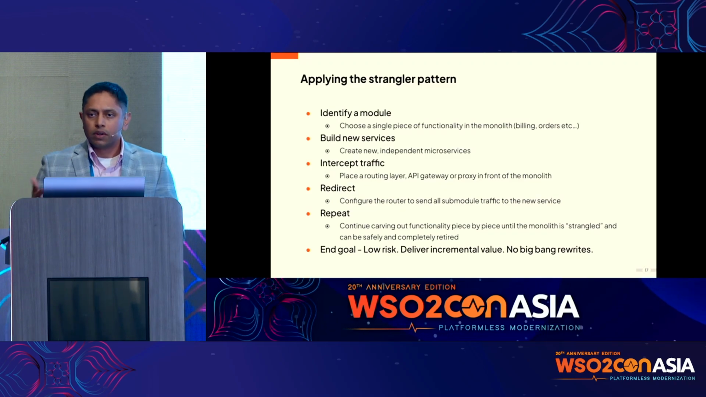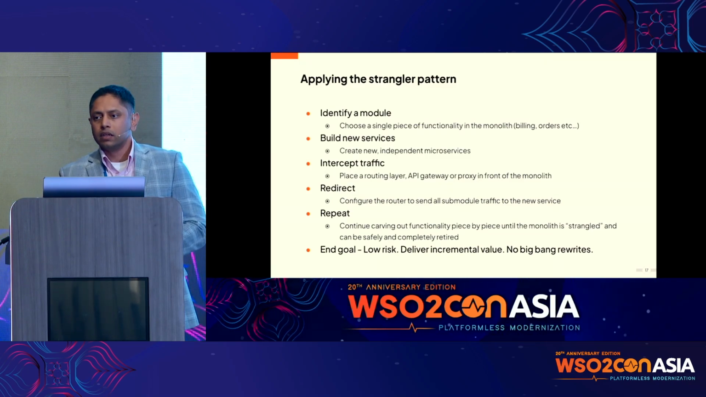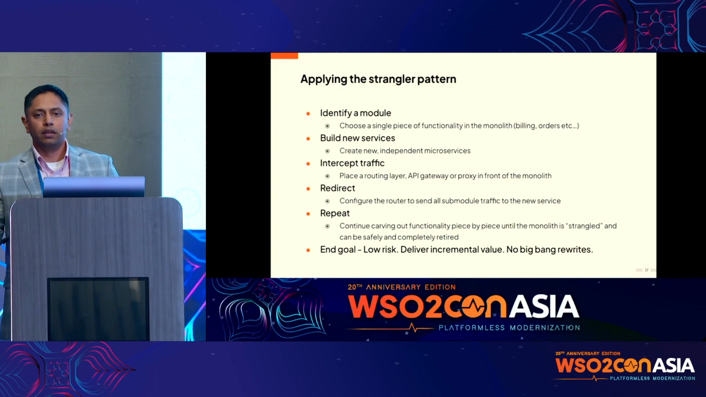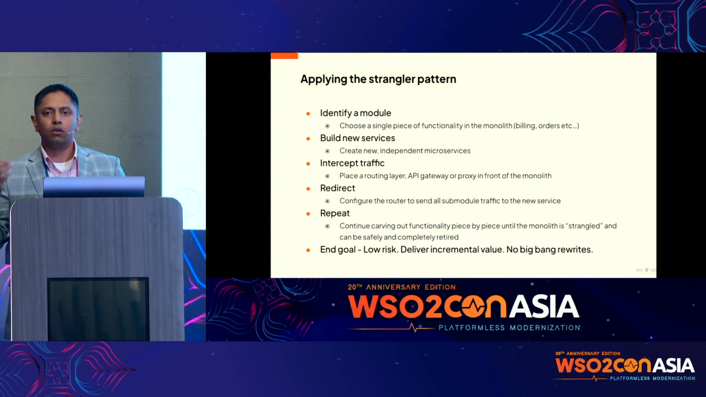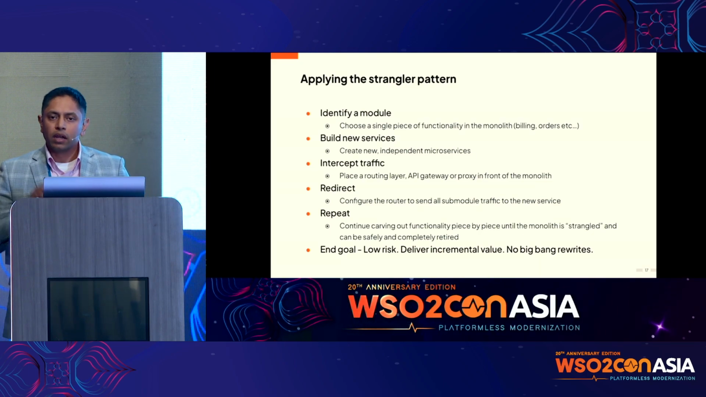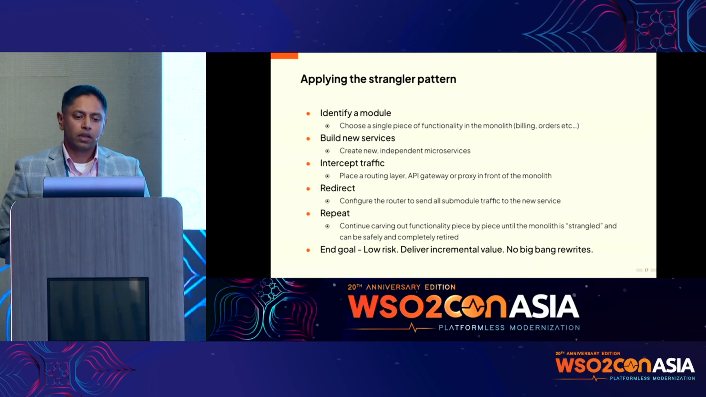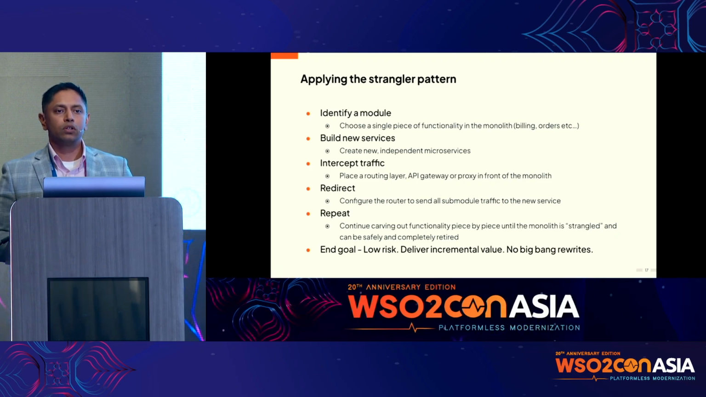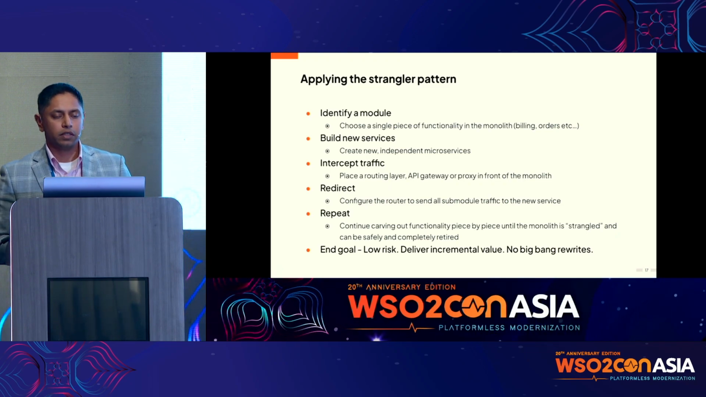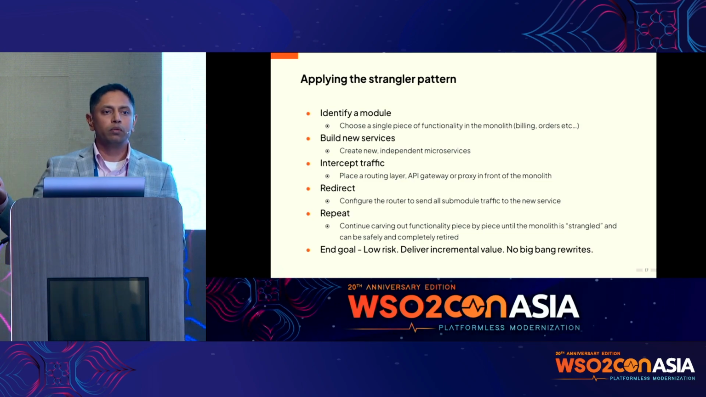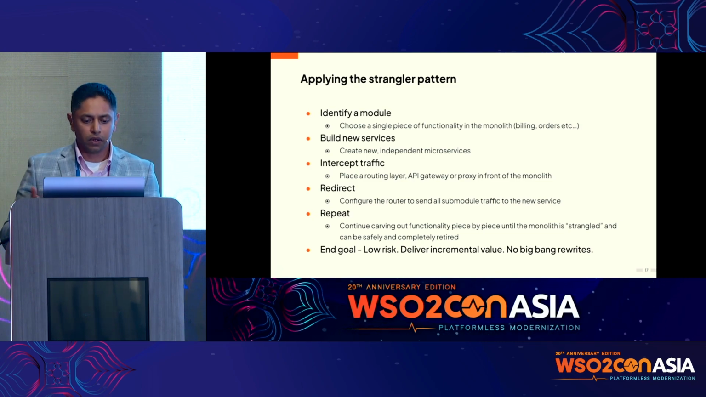And then how a strangler pattern works in practice. Basically you identify a module, right? It can be billing or order processing and so on. So identify a single piece in the monolithic application, and then you build a completely new service, a microservice, to handle that subsystem. In this case, it can be a new set of microservices to handle the billing function.